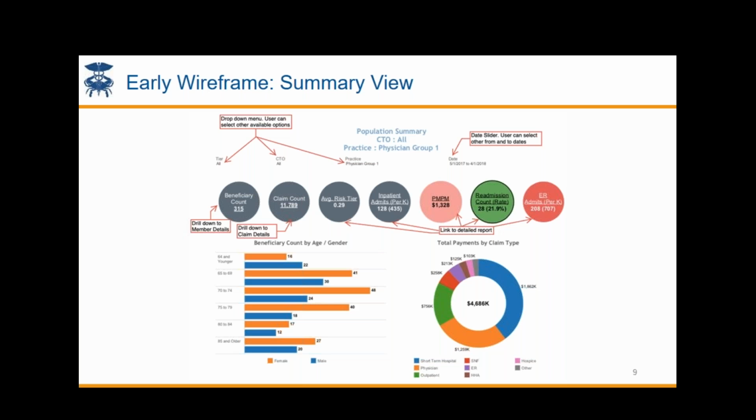Next, I'll walk through some of the early wireframes of the reports that are under development. This wireframe is a summary page that includes key metrics such as beneficiary count, claim count, average risk tier, inpatient admissions, per member per month, readmission rates, and ED utilization rates. These are broken down by age, gender, and by claim type in the visuals below. The idea is for many of these items to include drill downs so that practices, care managers, providers can work together to be able to get more of the detail behind each of these high-level metrics at a patient level. Next slide.